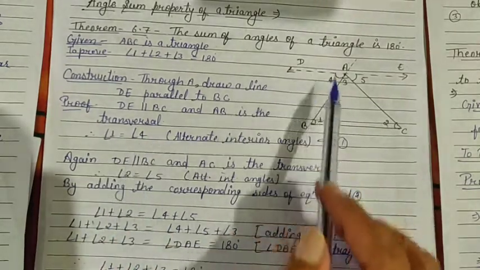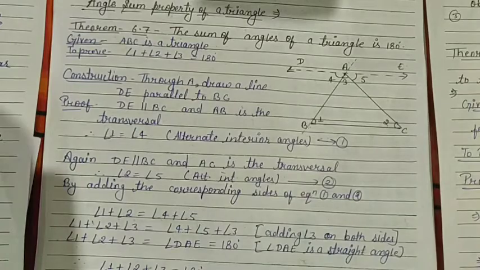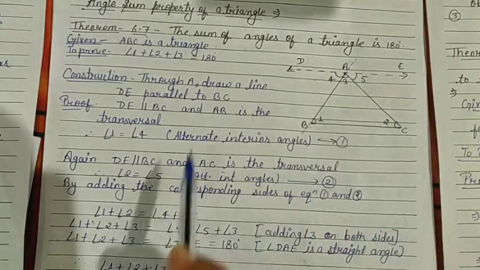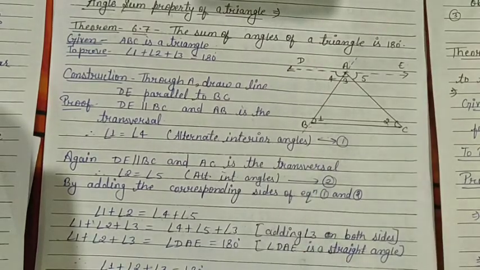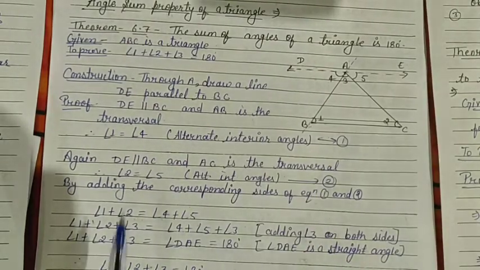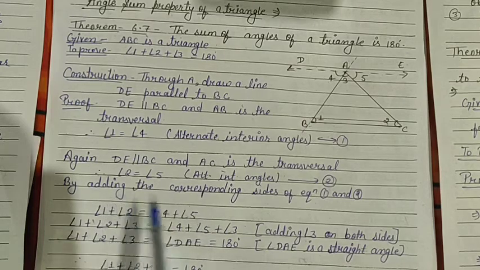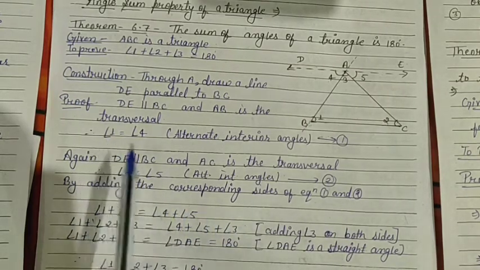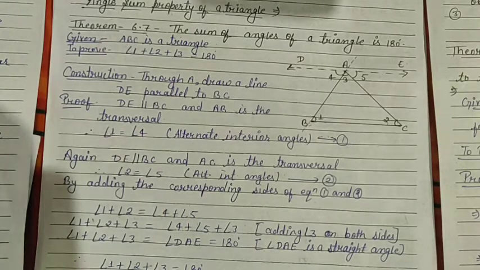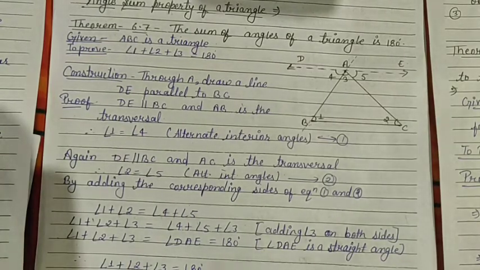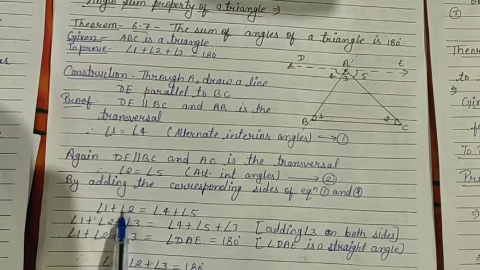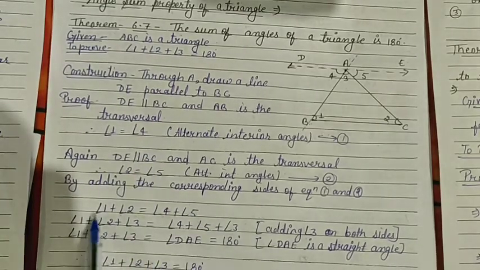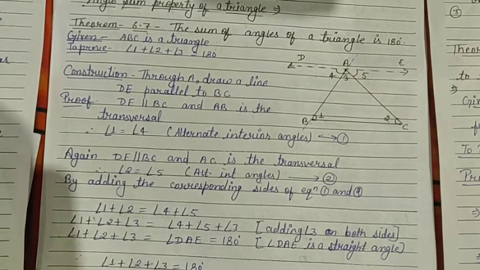Angle 1 equals angle 4 when AB is a transversal, and angle 5 equals angle 2 when AC is a transversal. This is our equation number 1, and this is our equation number 2. By adding the corresponding sides of equation 1 and 2. Corresponding side means we add left hand side to left hand side and right hand side to right hand side. So angle 1 plus angle 2 equals angle 4 plus angle 5.